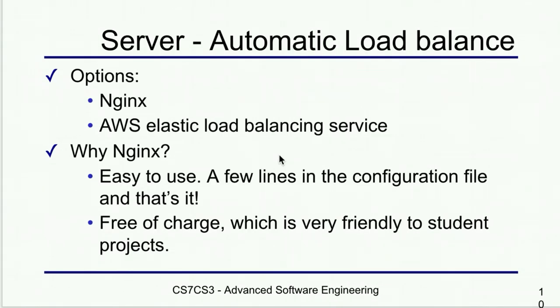We also had two options for automatic load balancing. The first one was Nginx. The second one was AWS Elastic Load Balancing Service. After careful consideration, we chose Nginx because it's very easy to use. Just put a few lines in the configuration file and everything is all set. And also because it's free of charge, which is very friendly to student projects.